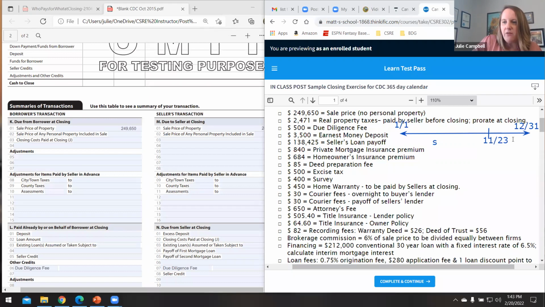Seller owns a property the front part of the year. Buyer owns a property the latter part of the year. I took that sentence, real property taxes paid by seller before closing, and I put it into a visual. And if you're like me, I like to be able to see the visual of what it is that I'm working with. So if taxes have been paid, the seller has already paid taxes for the year.